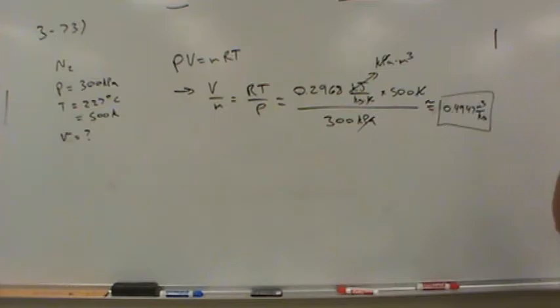So each half cubic meter contains about a kilogram. In other words, it takes about 1 cubic meter to have 2 kilograms in it. So there's the answer.